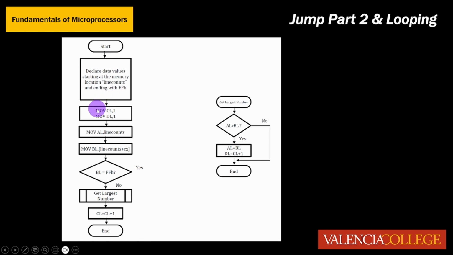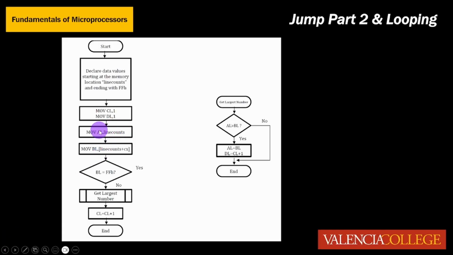Okay, so here we are adding the number 1 to register CL, which is going to be our counter register. As you recall earlier, register CL or CX is used as a counter register. Then we're going to move the number 1 to register DL. And then we're going to go ahead and move the first value from the line count memory to register AL.